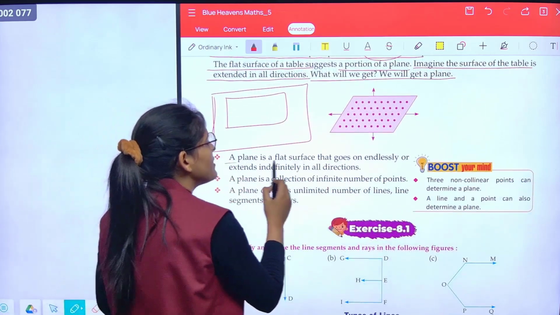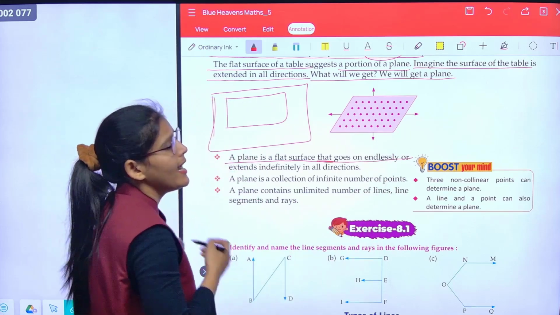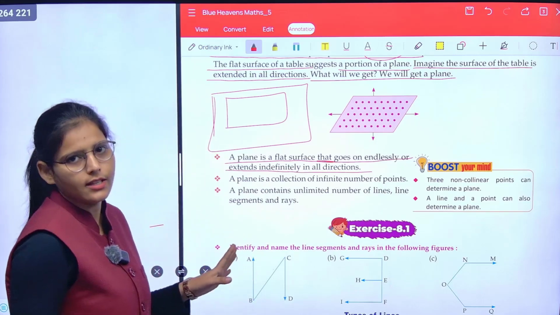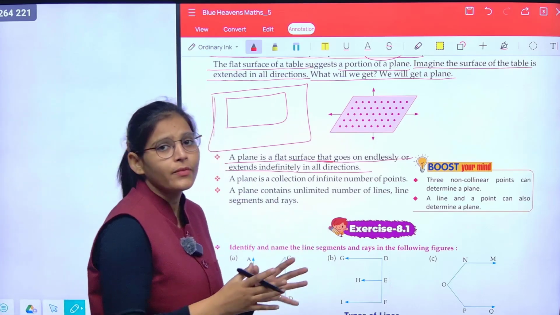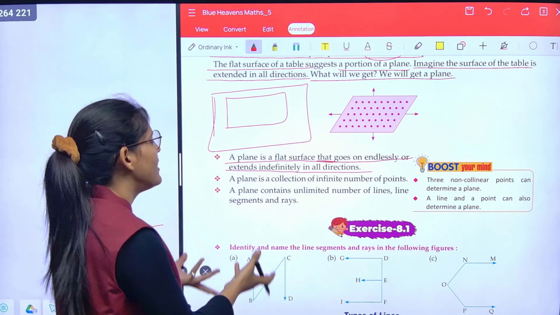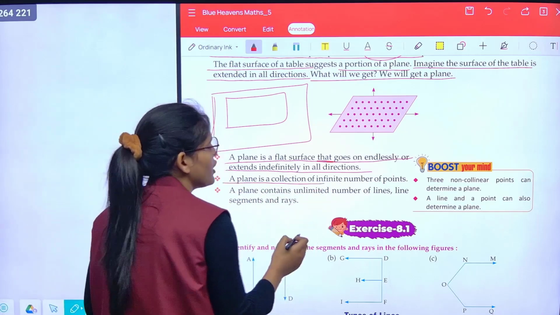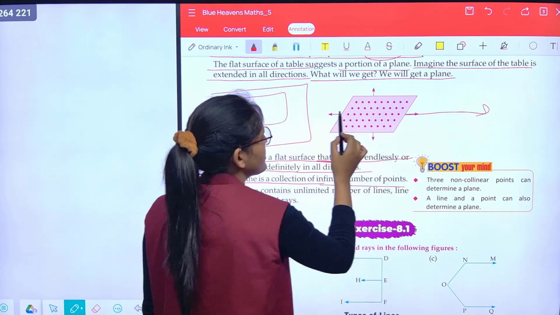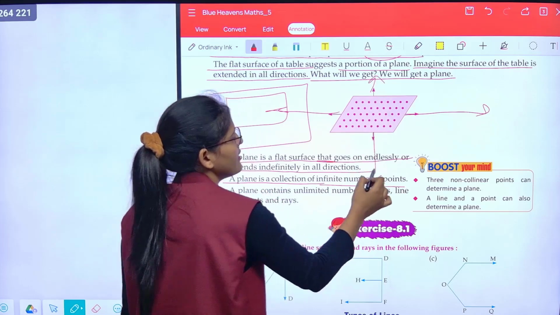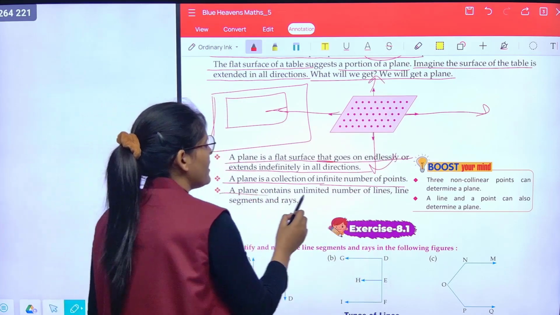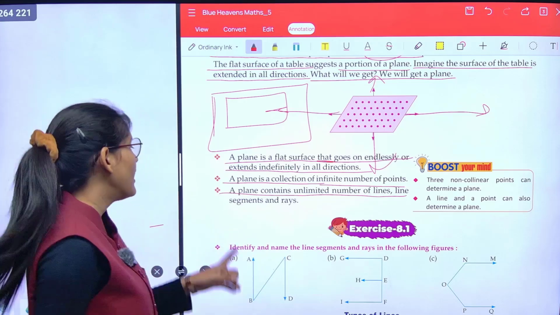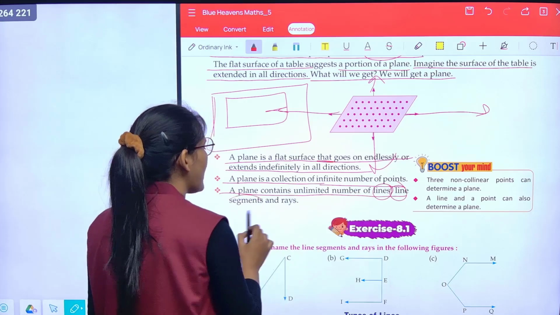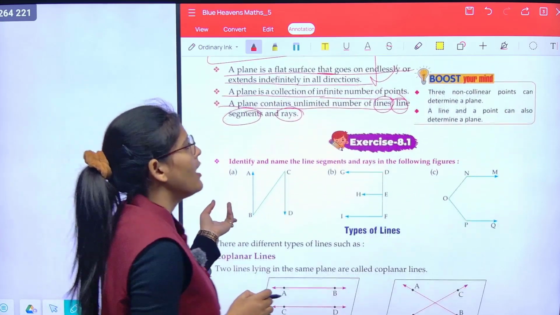A plane is a flat surface that goes on endlessly, or extends indefinitely in all directions. We can extend it indefinitely and endlessly. Now a plane is a collection of infinite number of points. Class, I can extend it in this direction, and in this one too, and so on. A plane contains unlimited number of lines, line segments and rays. Understand class?